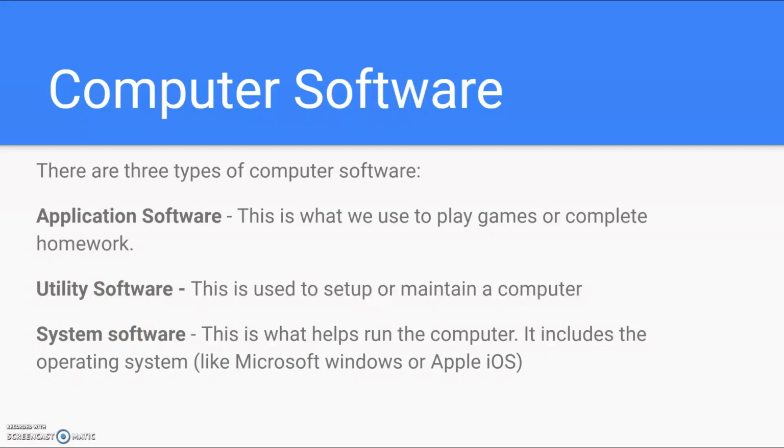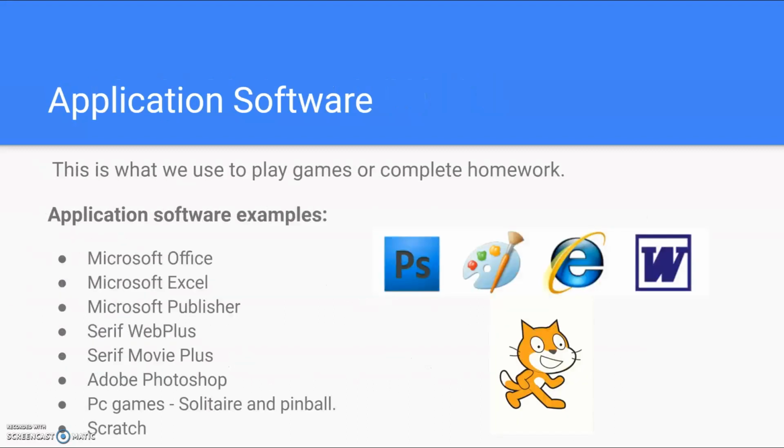So if we go on to the next one, application software. If you didn't get any of these in your book, write it in your book now. This is what we use to play games or complete homework, and it also lists a lot of other things as well. It helps us a lot, and it's definitely used to entertain us. So Microsoft Office, you can do your homework on there. Microsoft Excel, you can make a spreadsheet for things you've sold or if you want to help your parents out and make them a spreadsheet.